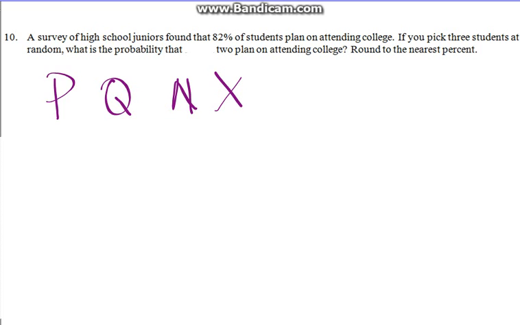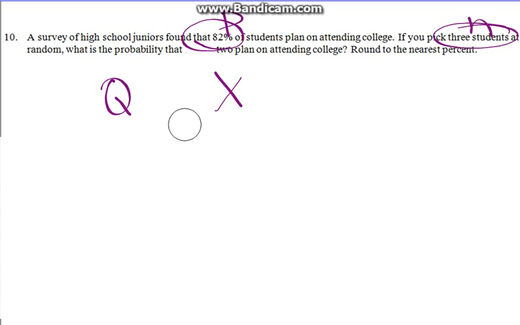So for our P, it's what is the probability? Our probability, they say that 82% of the students plan on attending college. That's your P. If you pick 3 students at random, well, there's your N. That's your number of trials. What is the probability that 2? Well, there's your X. That 2 plan on attending college, round to the nearest percent.